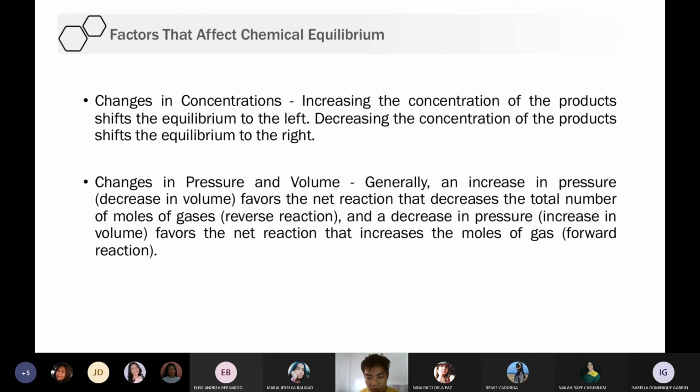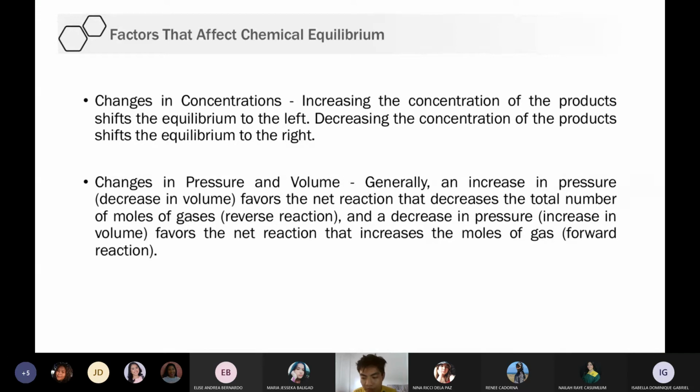The same is true for the reactants, although counterpart lang. Kapag yung reactants mo, dinagdagan mo, it will shift the equilibrium to the right. Dinagdagan mo yung reactant mo, sobrang dami na ng reactant. So, Q will be less than K. Mag-shift to the right yung reaction mo. It will produce products. Kapag binawasan mo yung reactants mo, it will shift towards the left naman. Okay? So, in order na maging balance na yung concentrations nila. Okay, so yun lang yung kwento ng changes in concentration.